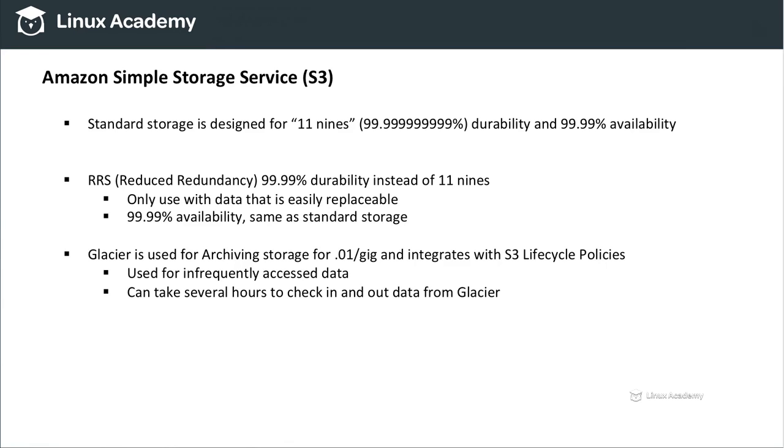For example, a lot of times when companies archive data, they would send it out to caves and different companies like Iron Mountain in order to store this data. And it would take a couple days to store the data as well as retrieve the data. In Glacier, it takes several hours, sometimes up to a day, to check in, store the data, and check it out from Amazon Glacier. So this is why it's only used for infrequently accessed data.